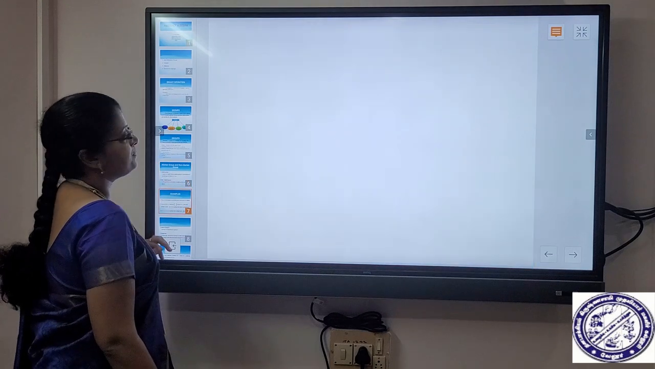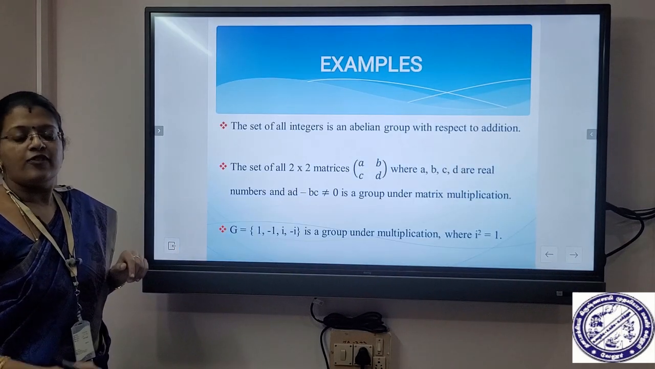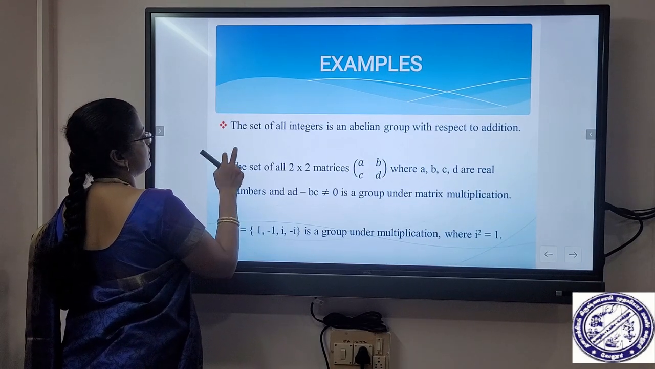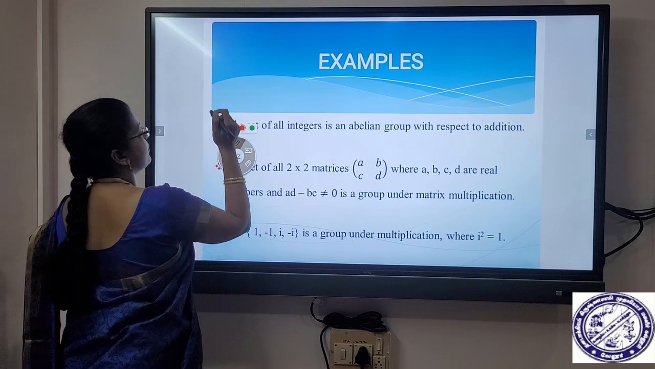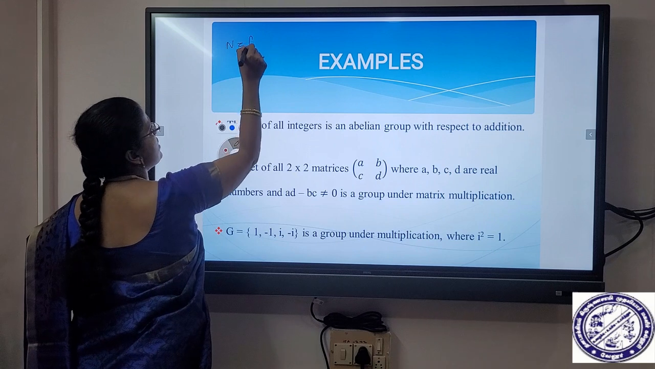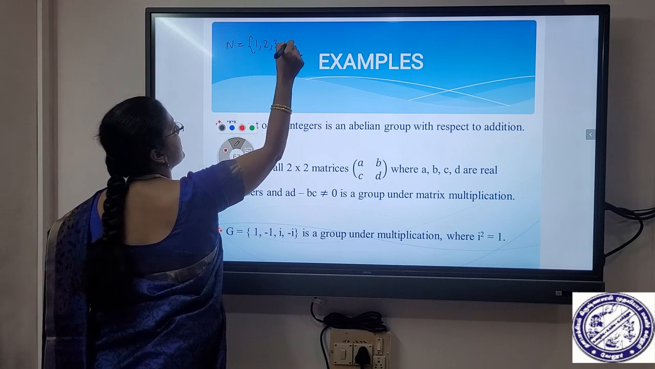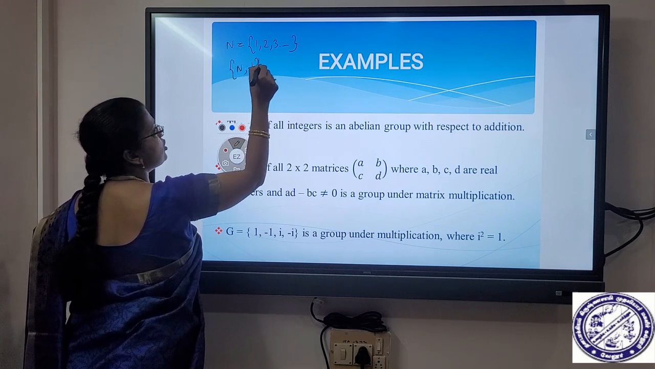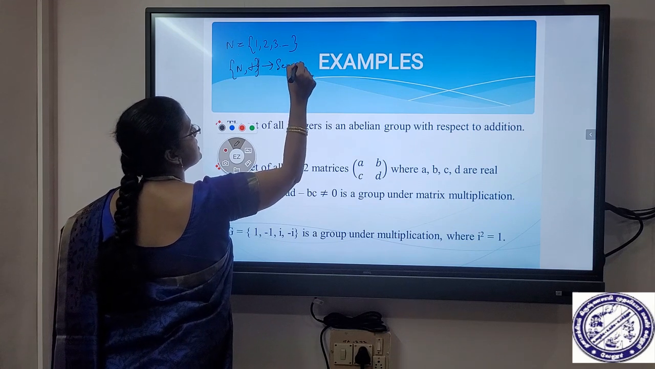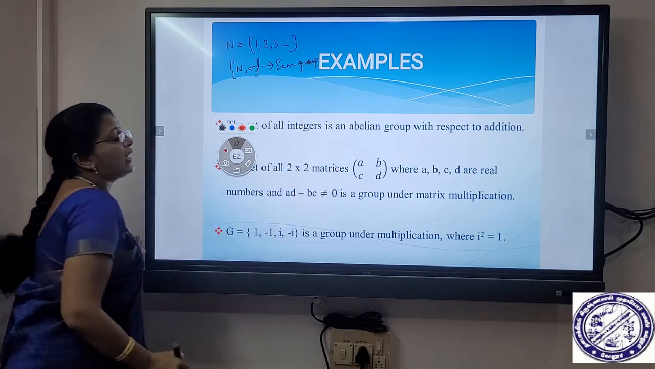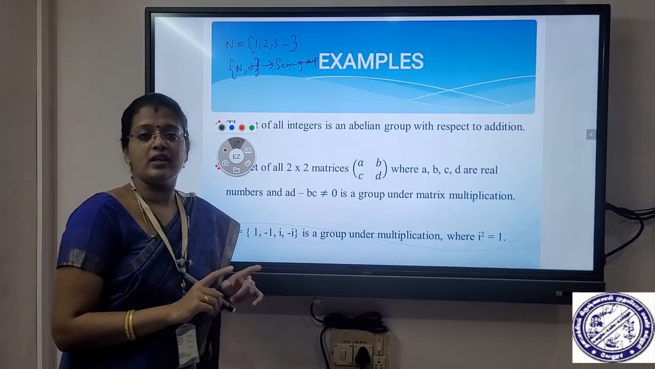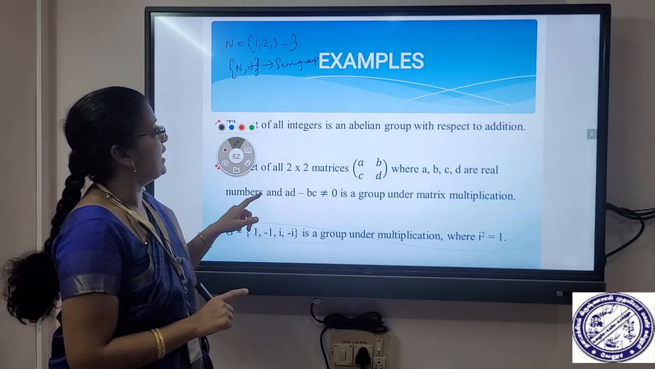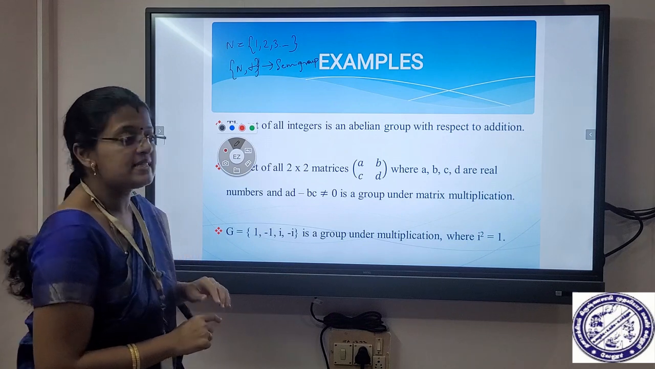Now we'll see an example. First we'll see an example of a semigroup. N, the set of all natural numbers, 1, 2, 3, etc. Here N is a semigroup with respect to addition. With respect to addition, the additive identity is 0, but natural numbers start from 1 onwards, so the identity element does not exist. So N is an example of a semigroup.